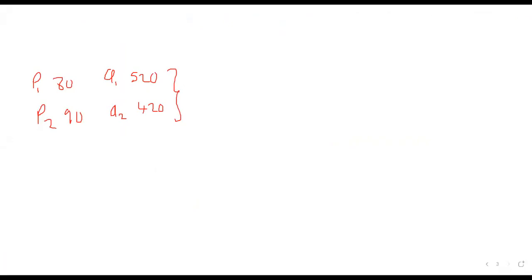Who wants to help us? Robert. It's Q2 minus Q1 divided by Q1. The same formula, Q2 minus Q1 divided by Q1, over P2 minus P1 divided by P1.